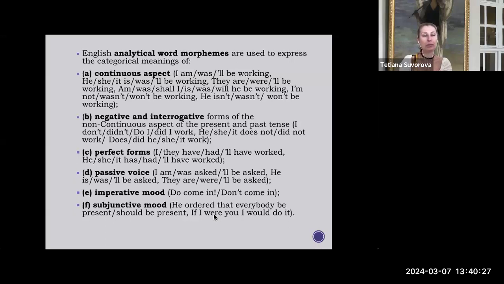I use the verb to be because it's clearer for you to illustrate, because if I use I smile, you smile, you cannot notice here the subjunctive mood because it is the same as in present simple.